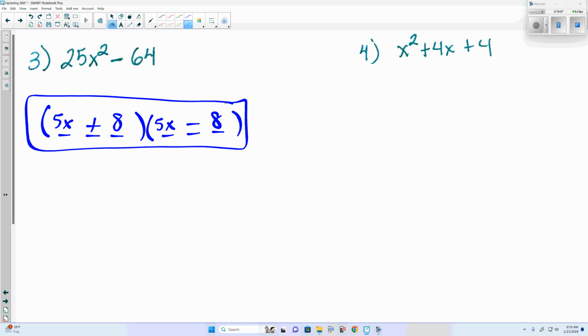The reason we wrote the parentheses squared minus each other was just so that we could see 5x and 5x, 8 and 8. It's not a necessary step, but if it does help, write it out.